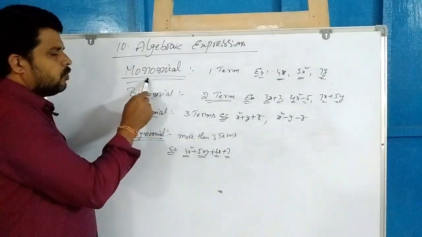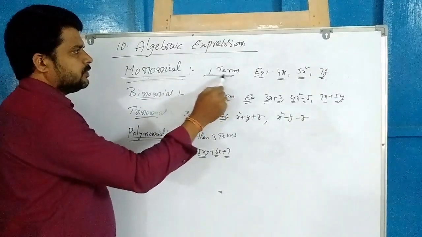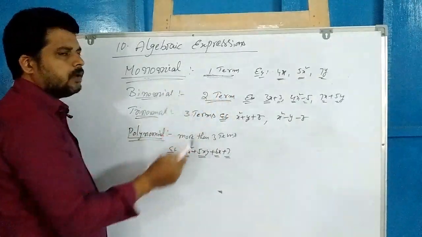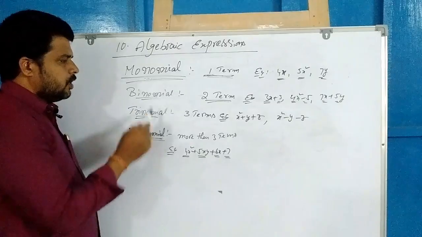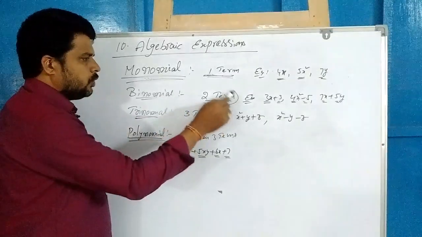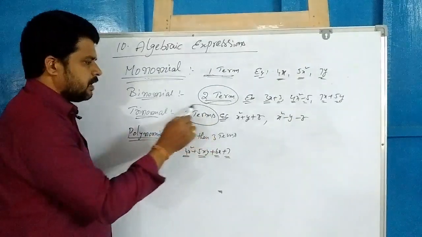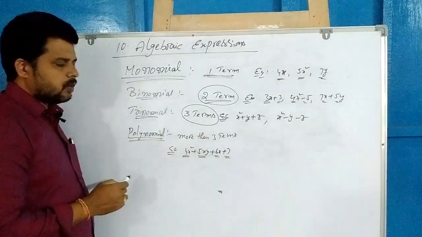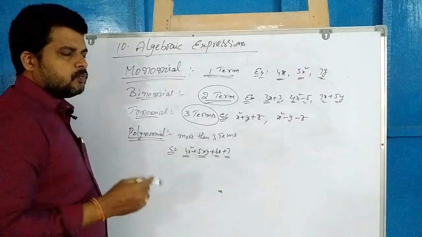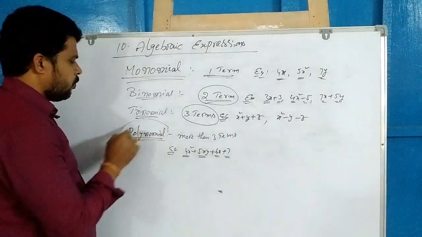So, any algebraic expression having only one term is called a monomial. Any algebraic expression having two terms is called a binomial. Any algebraic expression having three terms is called a trinomial. Any algebraic expression with more than three terms is called a polynomial.